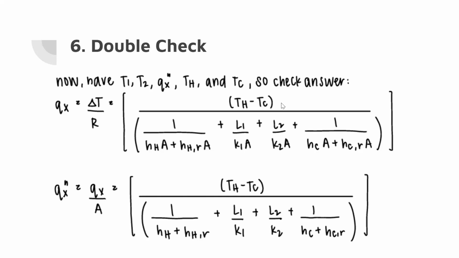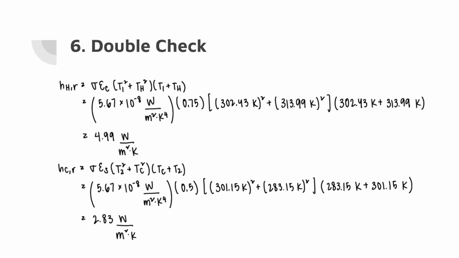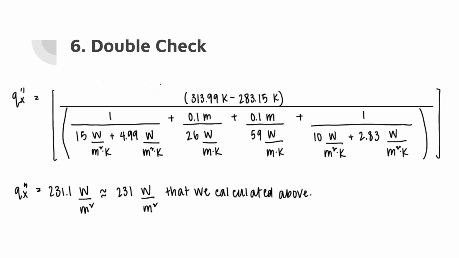By using the TH and TC that we solved for, and a T1 and T2 that were constant and given, we're able to solve for each resistance term. And then plugging it in, we can get the full resistance term at the bottom, and we already know what TH and TC are up here. So we can plug those in.